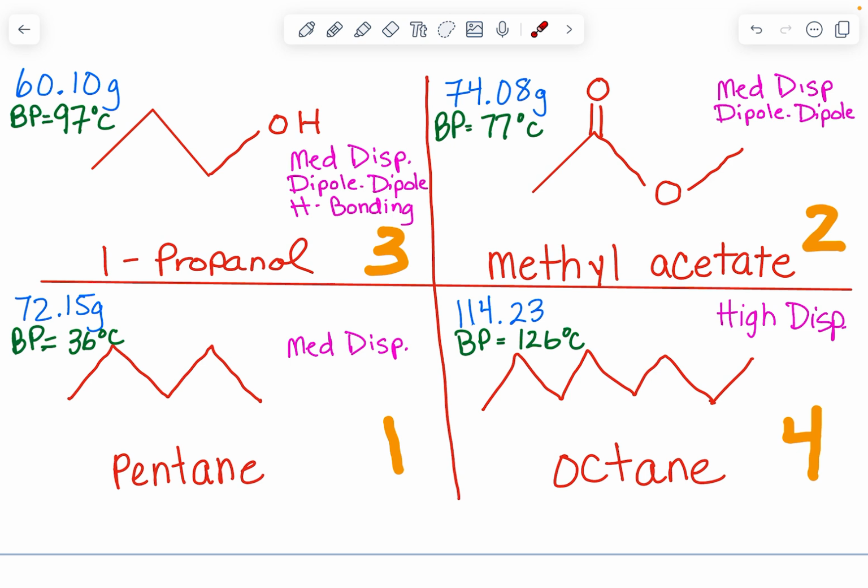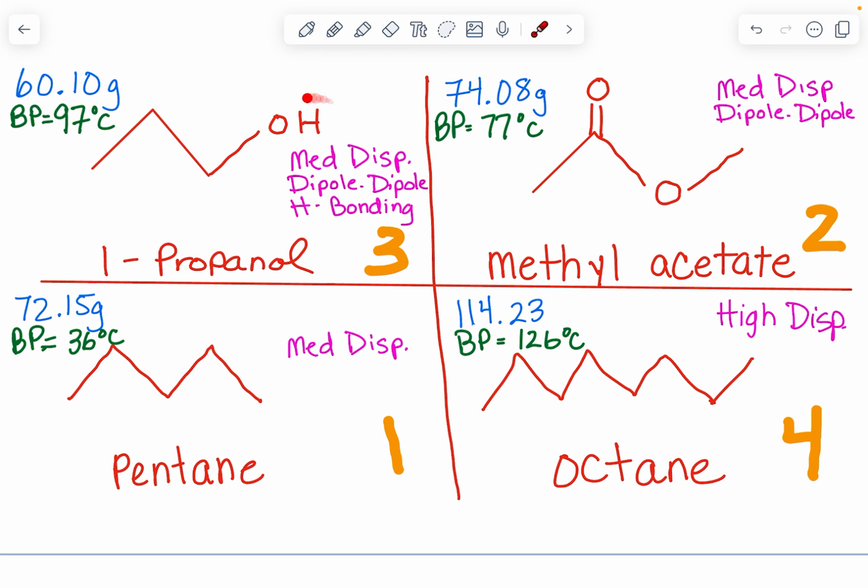The second thing I'd like you to notice are the intermolecular attractions, okay? This one has dispersion forces, but I'm going to call it medium dispersion. I guess I could have called it low. Medium dispersion, and this one has medium dispersion because they're all about the same size. Now this one also has dispersion forces, but it's going to have high dispersion forces, much higher than the other three. The second thing you'll notice is that these two are polar, so they both have dipole-dipole. So here's a polar portion right here, and here's a polar portion right here.